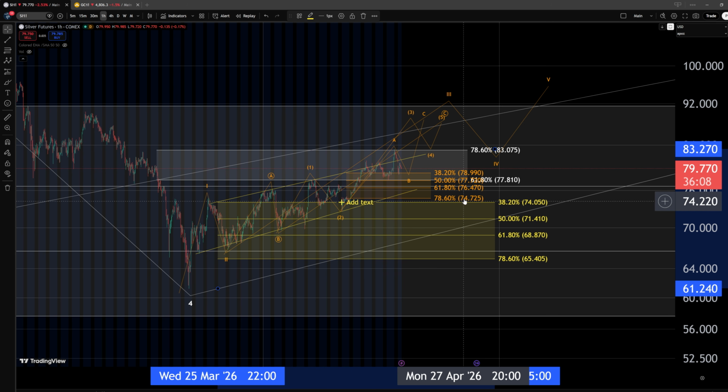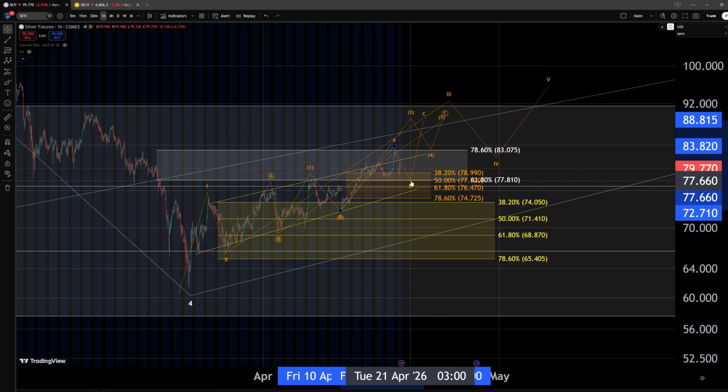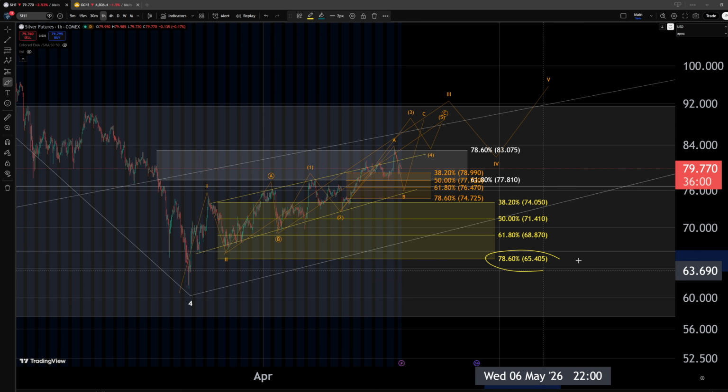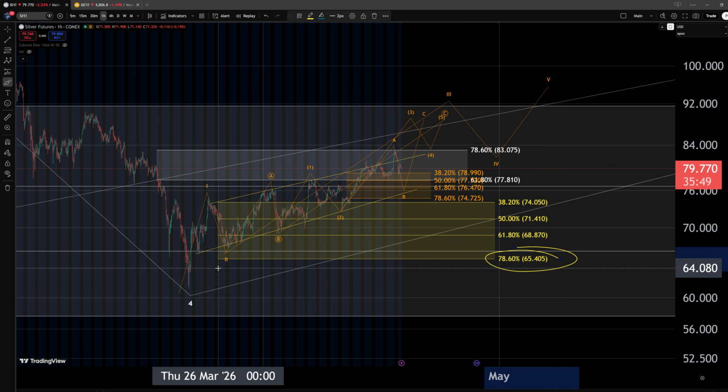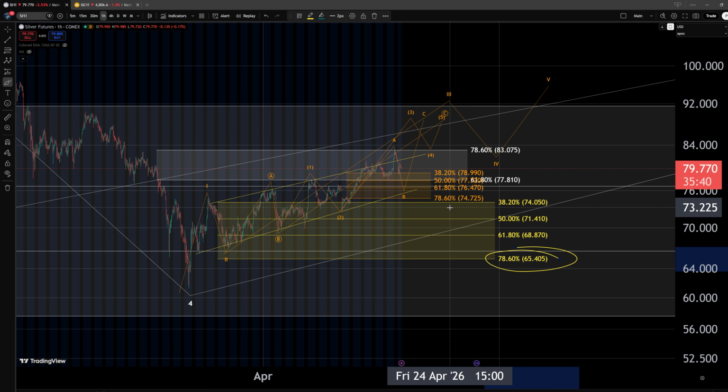The area of support would only start where the support zone for this internal wave B in orange would stop, and it extends all the way down to $65, but there is no confirmation of a potential initial 5-wave pattern. And for now, this is not a focus for me.